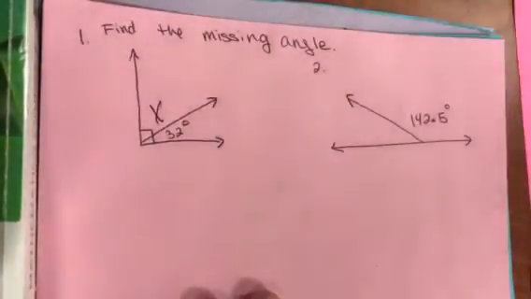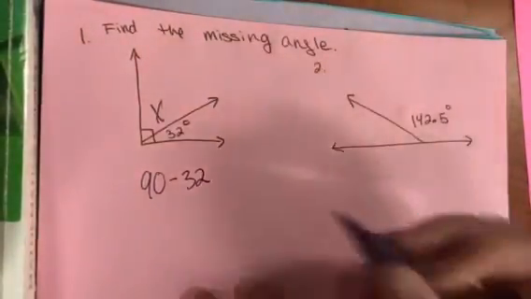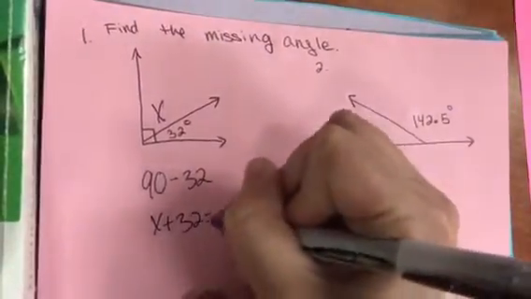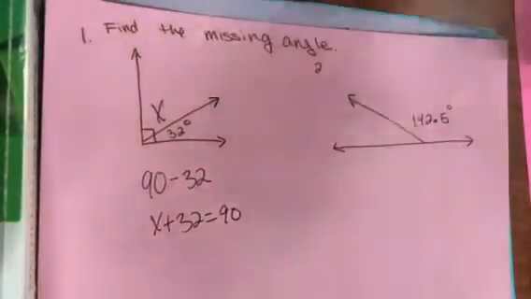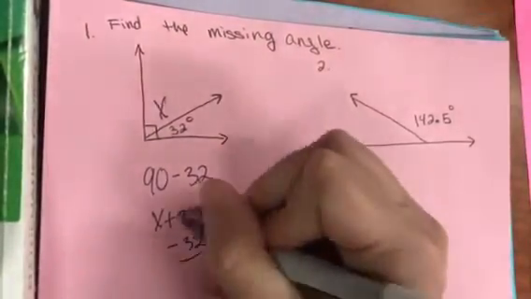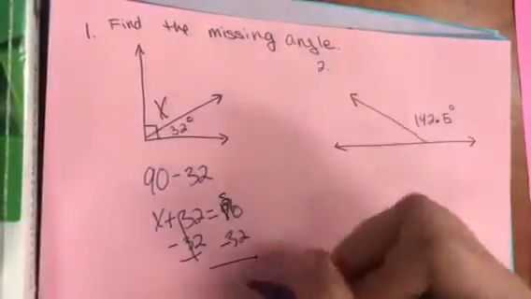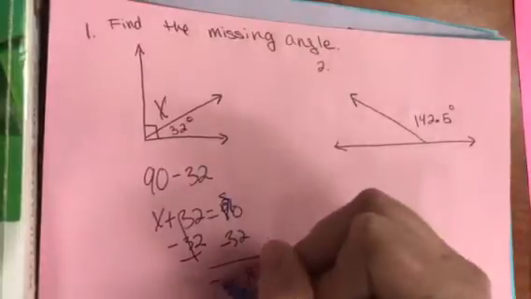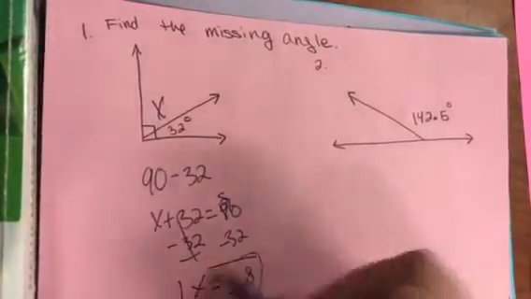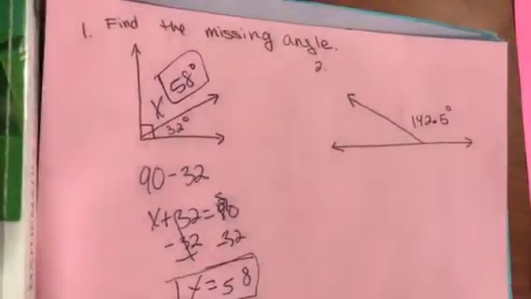So we've got 32. How do I find this missing angle? Well, if I know that this plus this should equal 90, I could set up 90 minus 32. Yeah, you could. Or you could do x plus 32 equals 90. That's what I was thinking because we're writing equations. We are writing equations, so let's do it that way. So then I subtract 32 from both sides. 90 minus 32 is 58. I did that in my head. Nice. 58 degrees. Awesome. That's that missing angle.